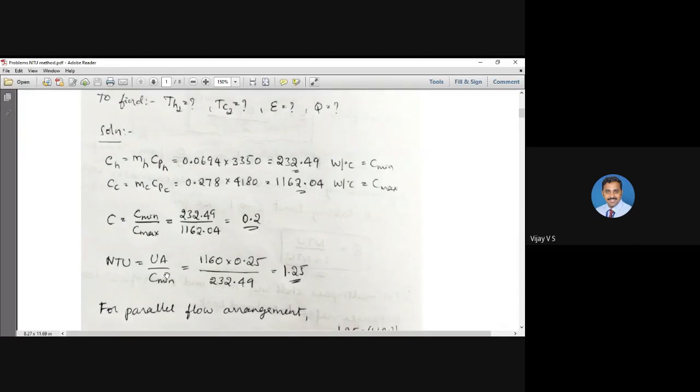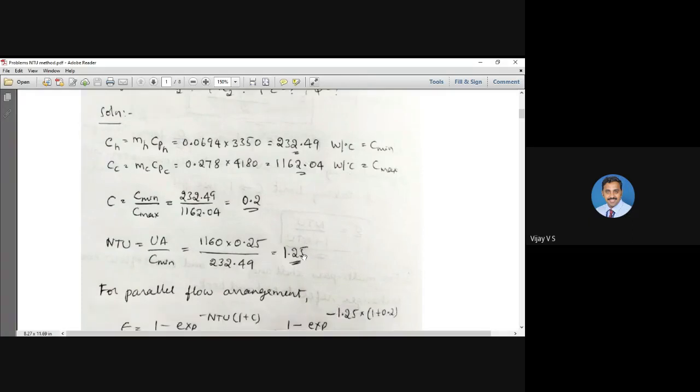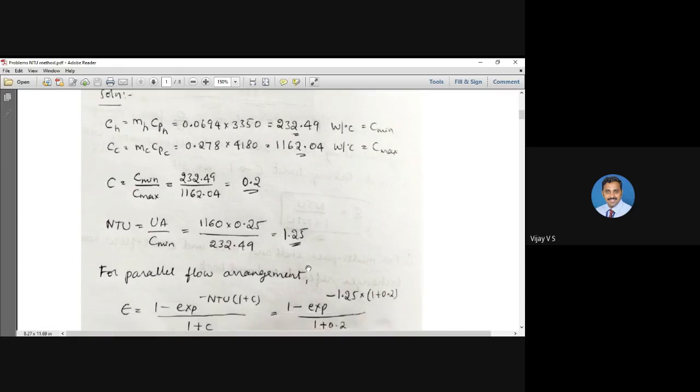Now NTU I can find out as UA by C minimum. U I already know. A is known, and C minimum is 232.49. So NTU I will get 1.25. So for capacity ratio C 0.2, NTU 1.25, what is the effectiveness?